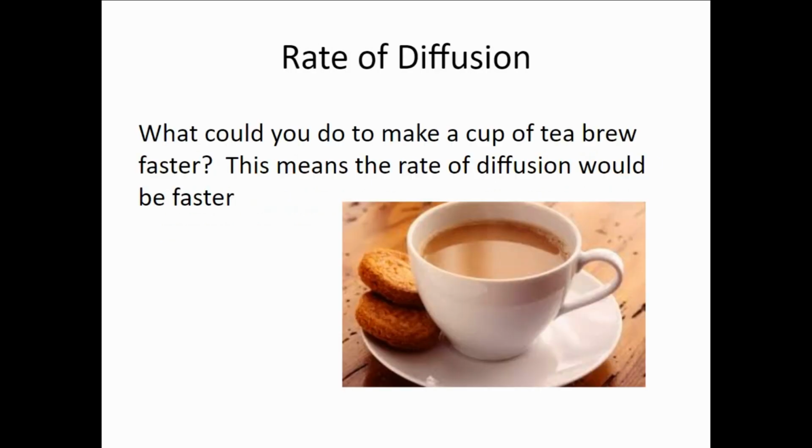Next thing we're going to look at is the rate of diffusion. What could you do to make this cup of tea brew faster? This means the rate of diffusion will be faster. Think about what you can do to make tea brew quicker.